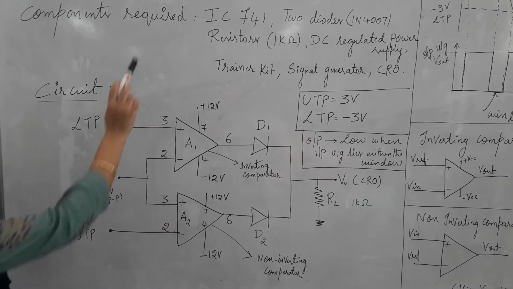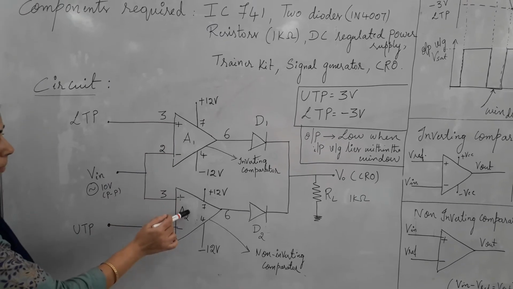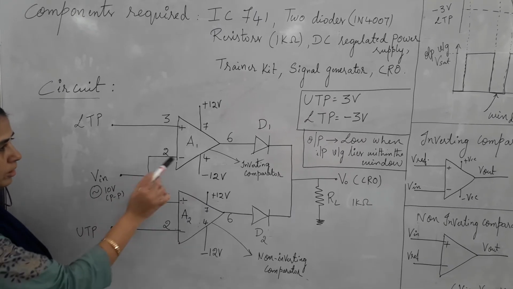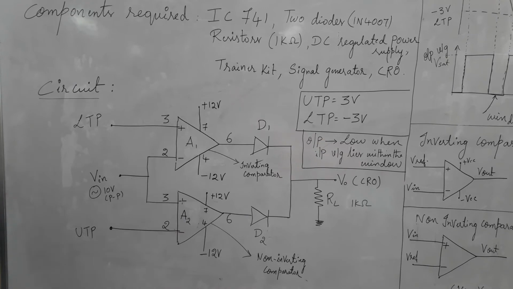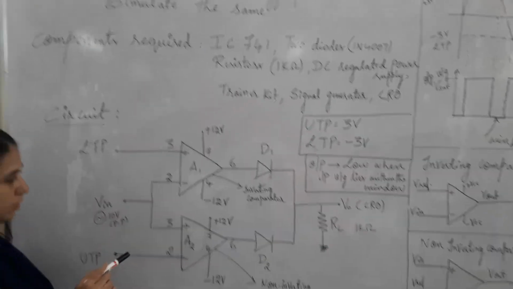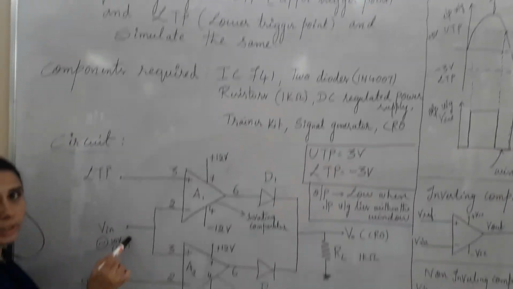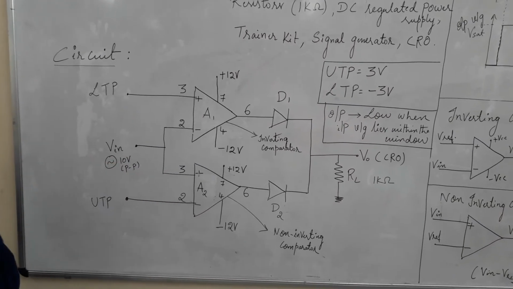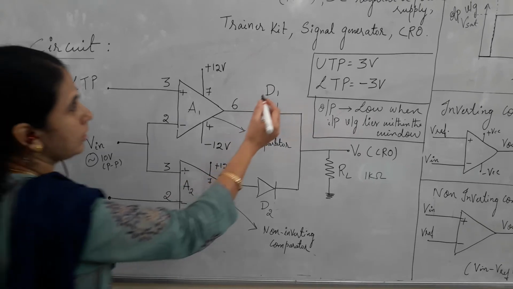You can see a window comparator has 2 comparators and it has a common input voltage. The input voltage is common to both the comparators. It is called a window comparator because it compares the input voltage with a specified band or specified range or a window of a reference voltage.